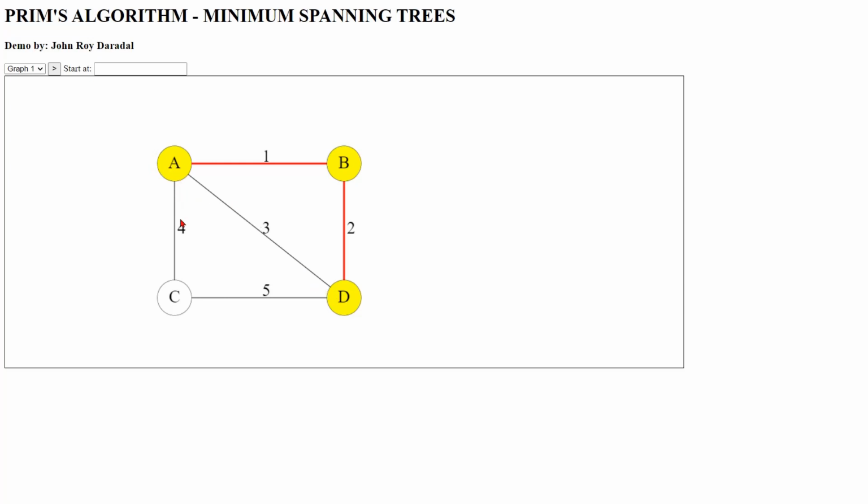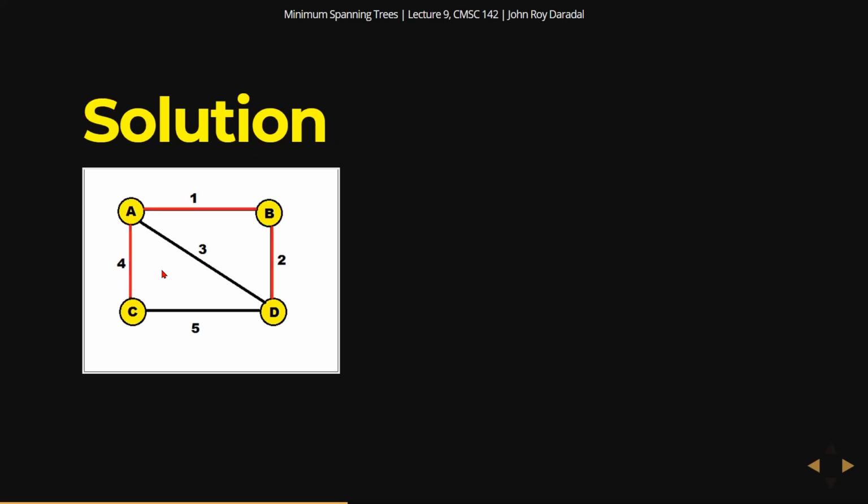What we need to consider would be AC and DC, because those are the two edges wherein one endpoint still has an unprocessed vertex. So out of the two, we would pick AC because that has minimum weight. Okay? And after that, it's already done because you've already covered all four vertices. So you only needed three edges, so AB, BD, and AC. Okay? So that is how Prim's algorithm works.